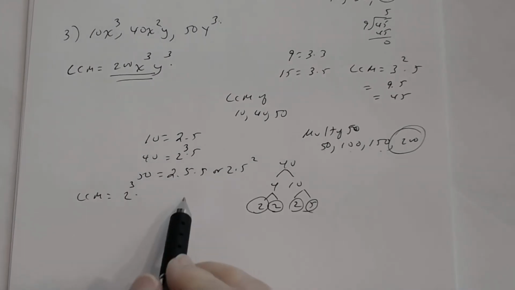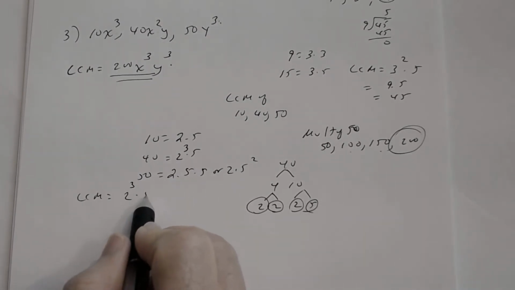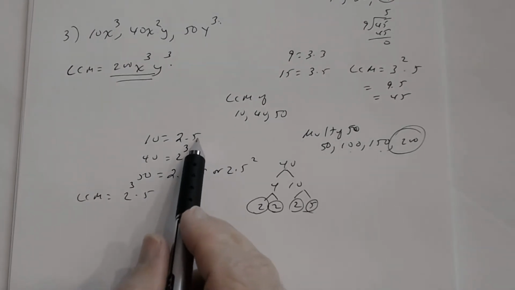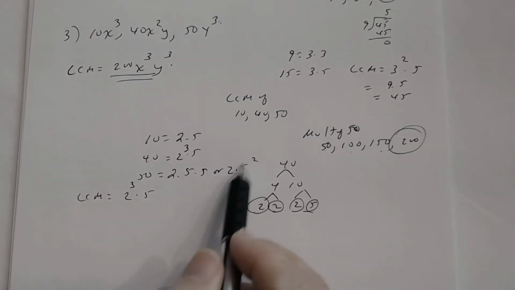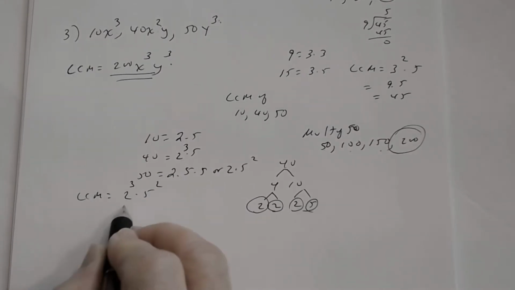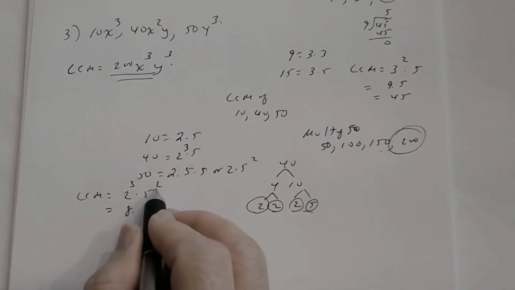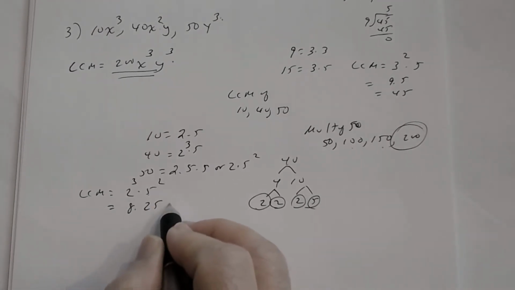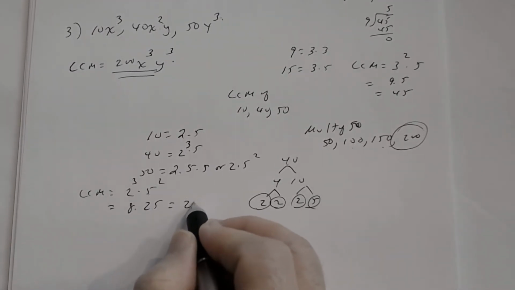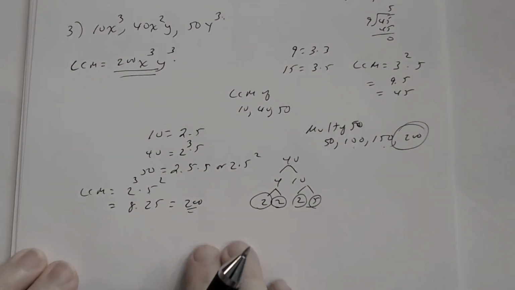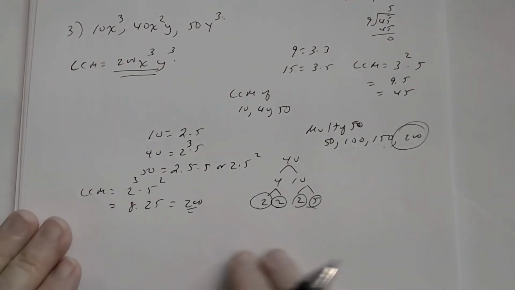Times, I see a factor of 5. So I'm going to use a 5. Now remember, it doesn't have to be in all of them, it just has to be in at least one of them. So I have 1 factor here, 1 factor here, 2 here. So I need how many? 2. And so therefore I get 2 to the third, which is 8, and then 5 squared, which is 25. And then 8 times 25 is 200. And so that's how we can use the prime factorization to help you find the least common multiple.